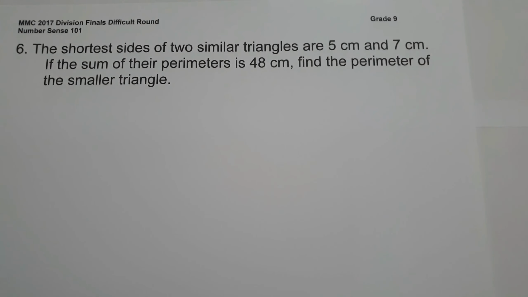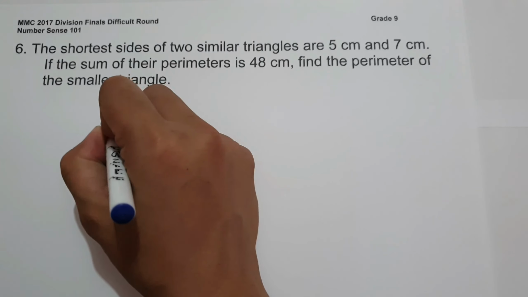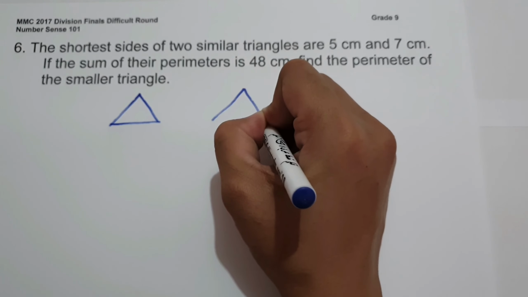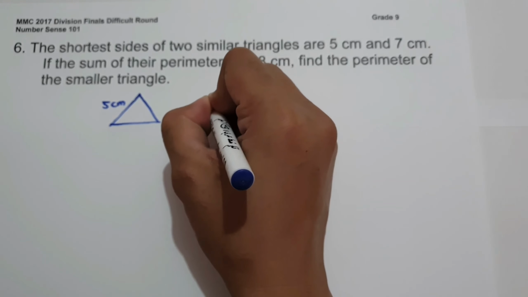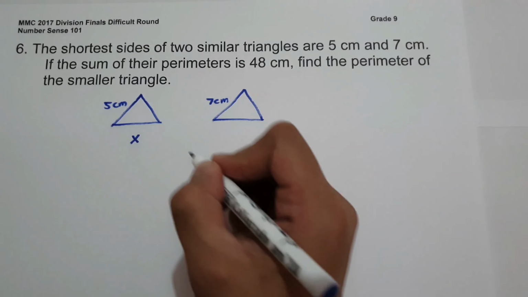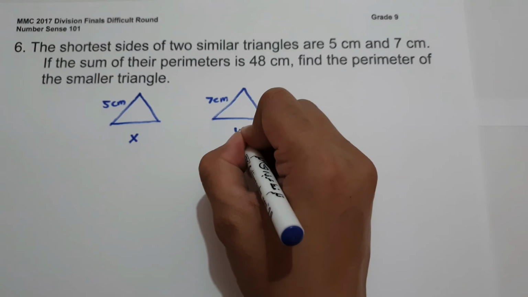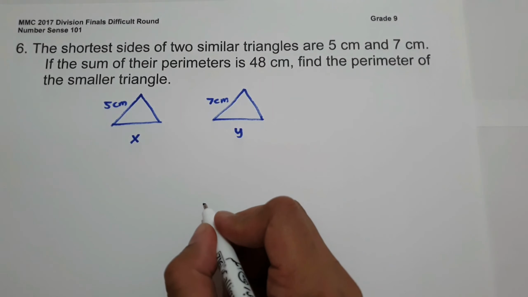On number 6, the shortest sides of two similar triangles are 5 centimeters and 7 centimeters. If the sum of their perimeters is 48 centimeters, find the perimeter of the smaller triangle. So if we are going to have two similar triangles, let us have the first triangle and the second triangle. So let us have 5 centimeters and 7 centimeters. And let us represent x as the perimeter of the smaller triangle and y as the perimeter of the larger triangle.